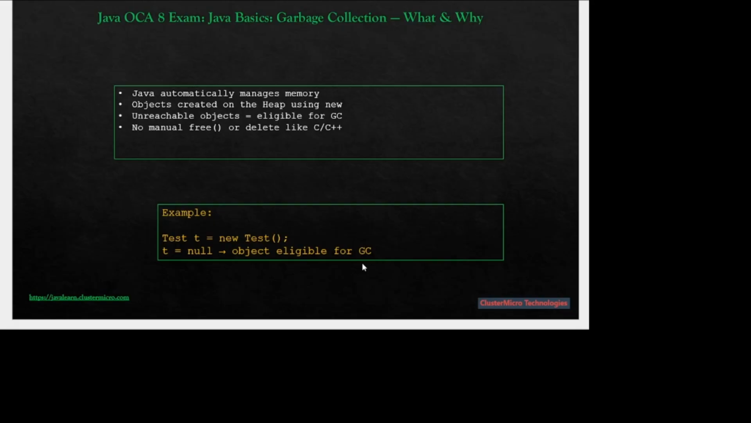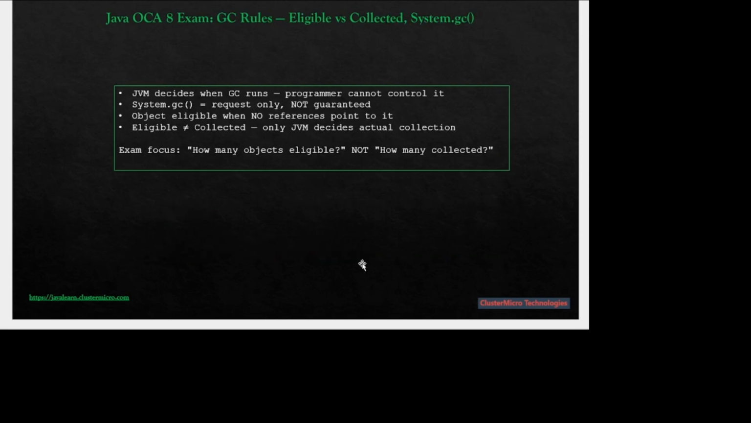Next, let me give you 4 golden rules of garbage collection for the OCA exam. You have to memorize them. Rule number 1: the JVM decides when garbage collection runs, not you, not your code, not your operating system. The JVM looks at memory usage and decides on its own when to clean up. You have zero control over timing.